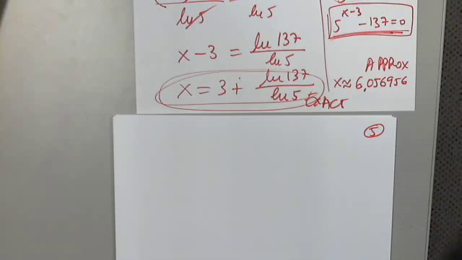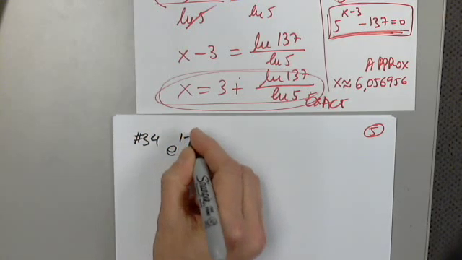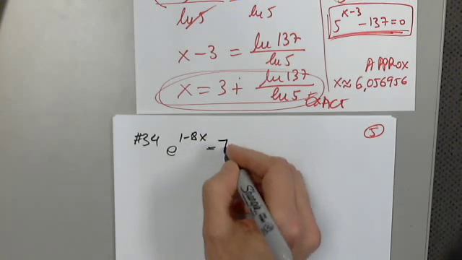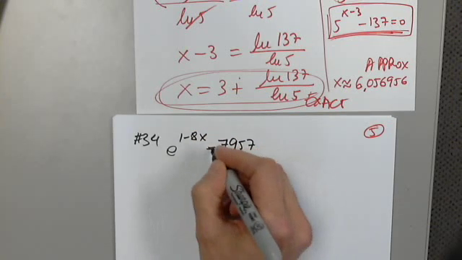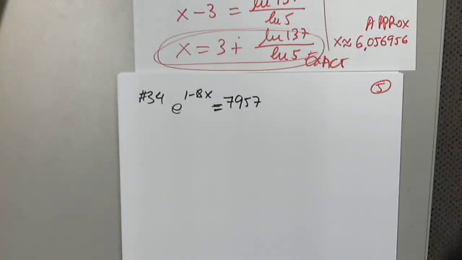Okay, so here's another. Number 34: e to 1 minus 8x equals 7,957. I know it's exponential. The question is, can I present both sides with base e? The answer is absolutely not. So there is a different mechanism that allows us to solve this equation.